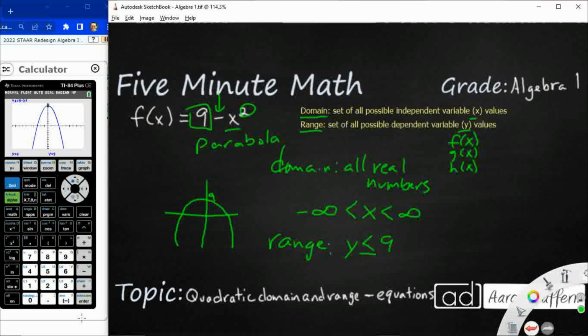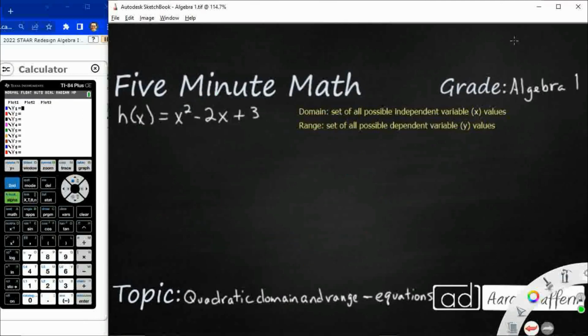Let's look at another example. So we have h of x equals x squared minus 2x plus 3. So once again, let's knock out that domain, because it's going to be fairly easy. There are no restrictions. So we're going to say x is going to be greater than negative infinity and less than infinity. We don't really need to make an equal to infinity. Or we could just say all real numbers.